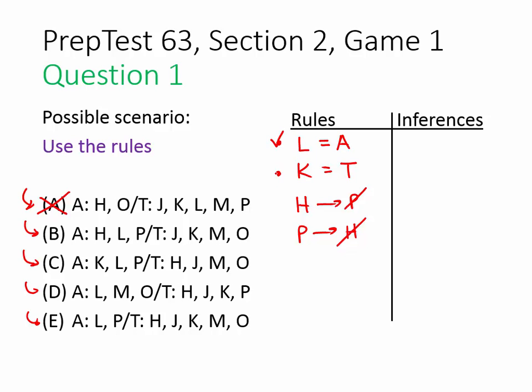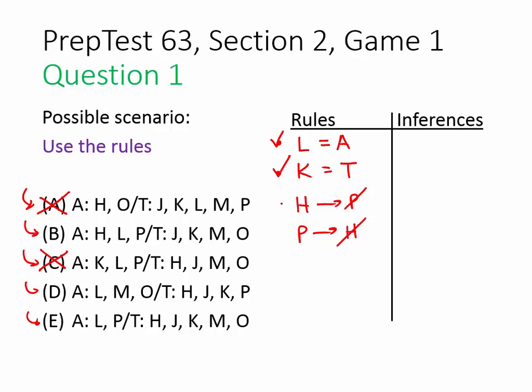K is in the trial court. Here in B, K is in the trial court. Here in C, K is not in the trial court, so we can eliminate that one. In D and in E, K is in the trial court. So we can move on to our next rule.